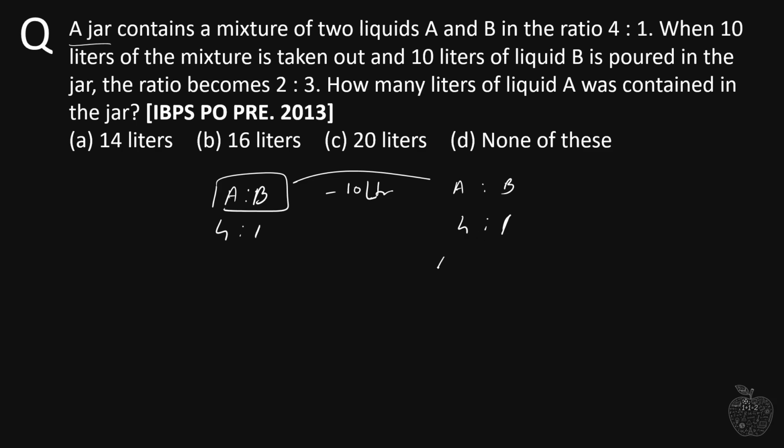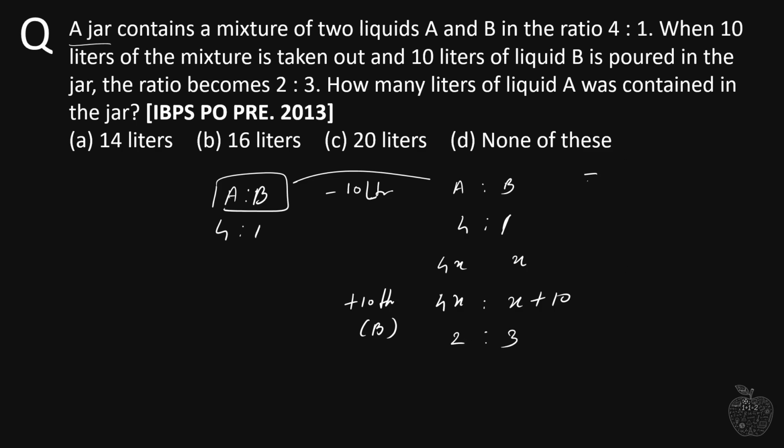Now let's call this 4x and x. The value of A is 4x and the value of B is x. Now what happens is 10 liters of liquid B is poured in. So we get the value of A, which is 4x, and B plus 10, x plus 10, because we are adding 10 liters of liquid B. The ratio becomes 2:3.